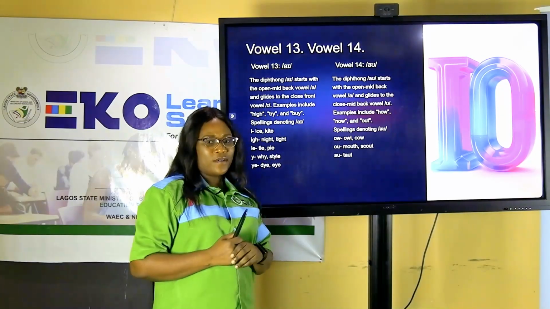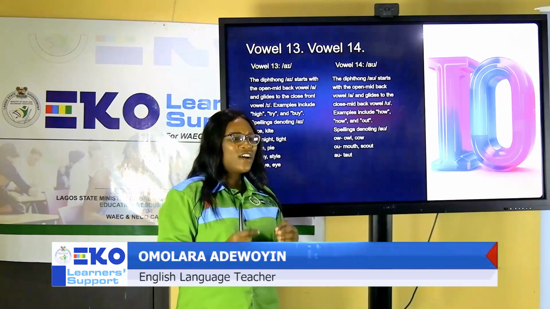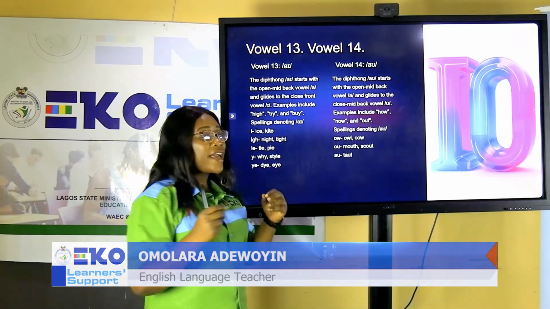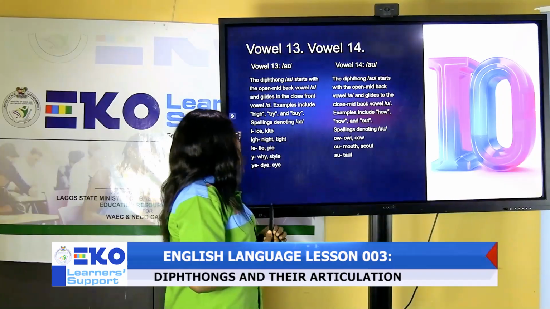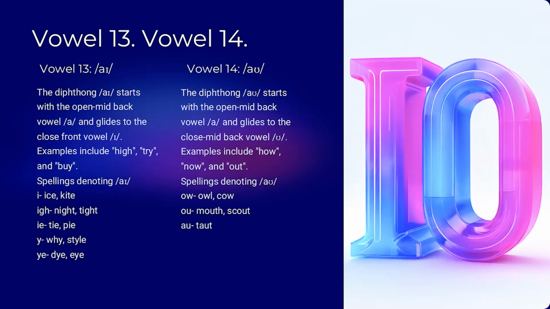Let's look at these vowels, how they are pronounced, and the letters of the alphabet where we find them being used or where they occur. The first diphthong we have here is the diphthong /aɪ/. It starts with the open mid-back vowel A and glides to the closed front vowel E. Examples include the word high. We have try. We have buy.